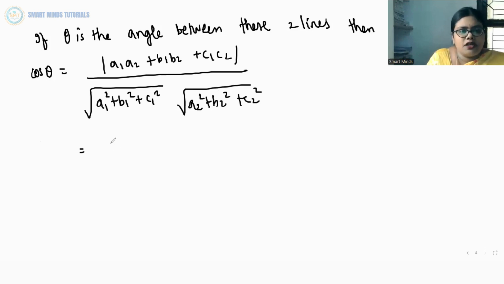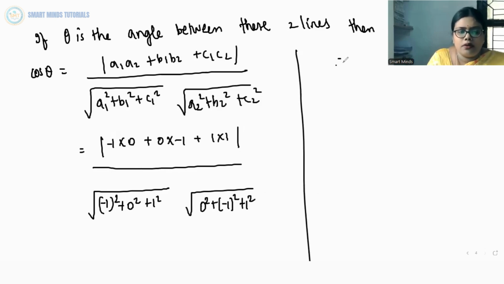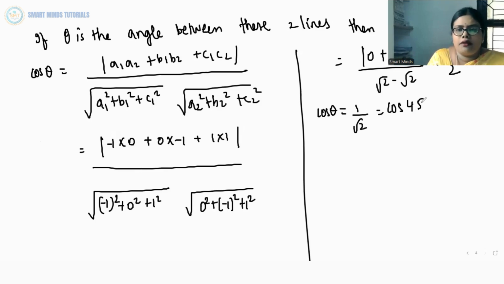Right. Now just substitute: |(−1)(0) + (0)(−1) + (1)(1)| by √((−1)² + 0² + 1²) · √(0² + (−1)² + 1²). So that is equal to |0 + 0 + 1| by √2 · √2. That is 1 by √2. Now cos θ is equal to 1 by √2. When is cos θ = 1 by √2? cos 45°. √2 into √2 is 2, right?